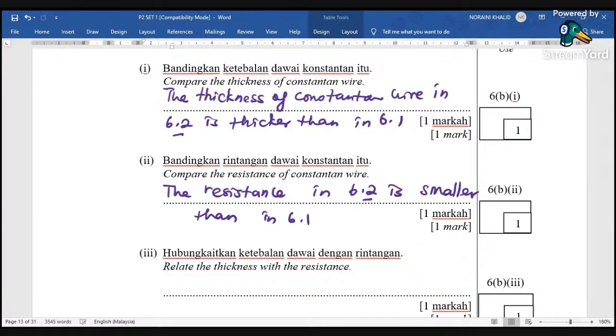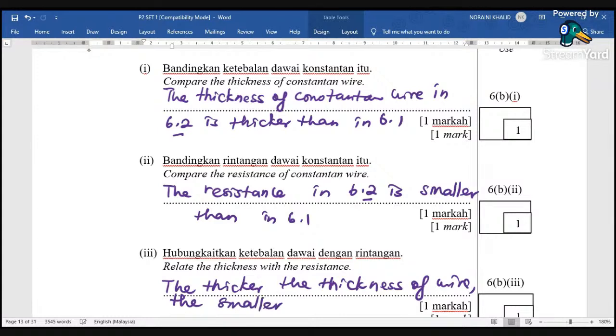Okay, 6.1. Relate thickness with resistance. So you can write: the thicker the thickness of wire, the smaller or the lower the resistance. You can see here thicker, smaller. So you can write again here in part 3.